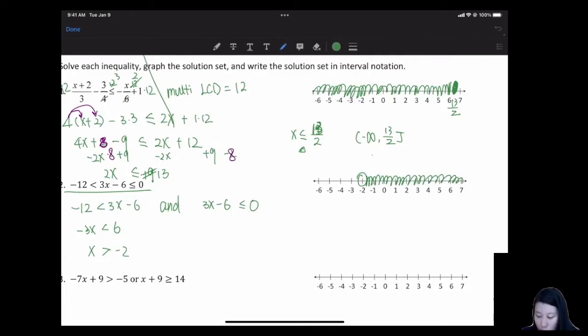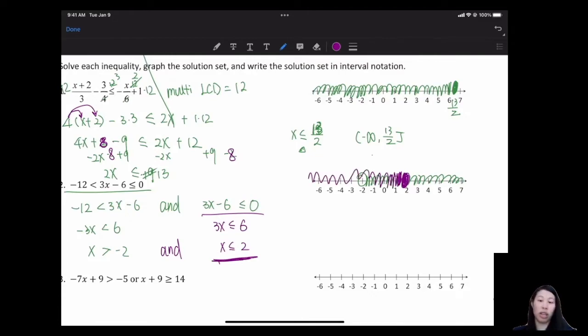Okay, so now let's solve this side. I have 3x minus 6 less than or equal to 0. So I have 3x less than or equal to 6, and then x less than or equal to 2. So remember, this is AND. Now let's draw the purple one. So x is less than or equal to 2 will be in here, including 2, and pointing to the left.